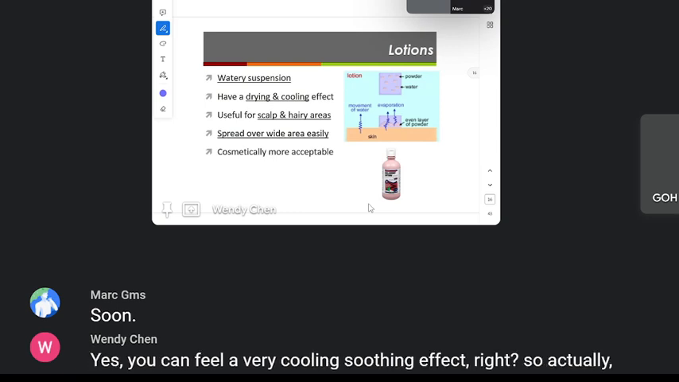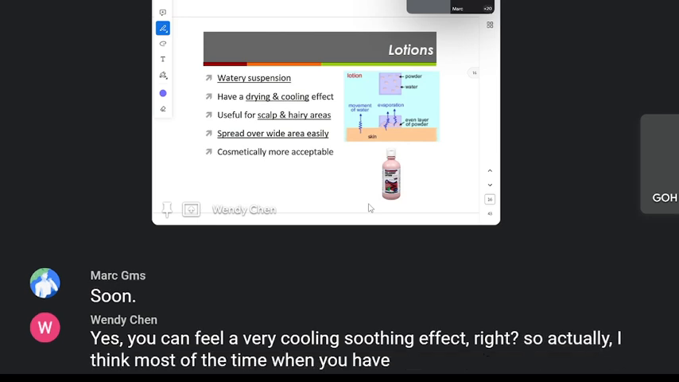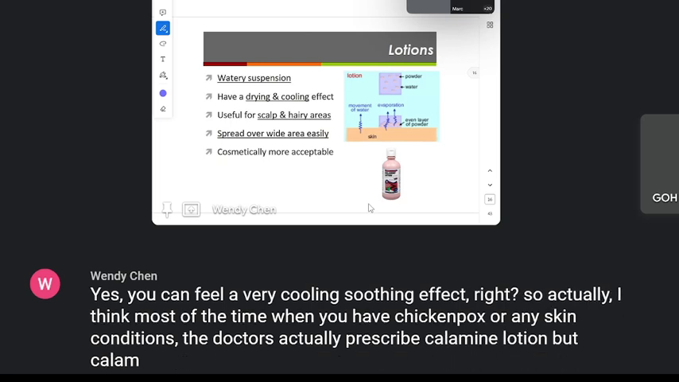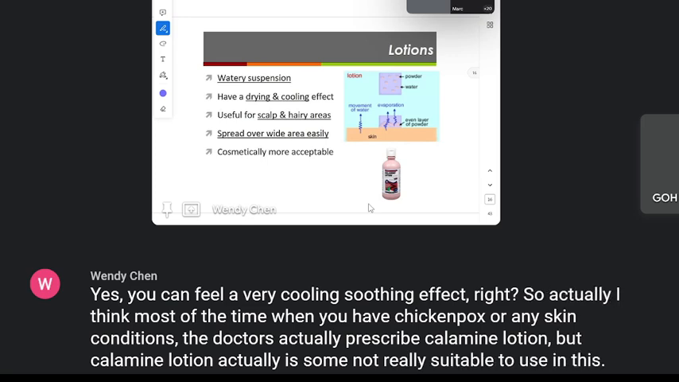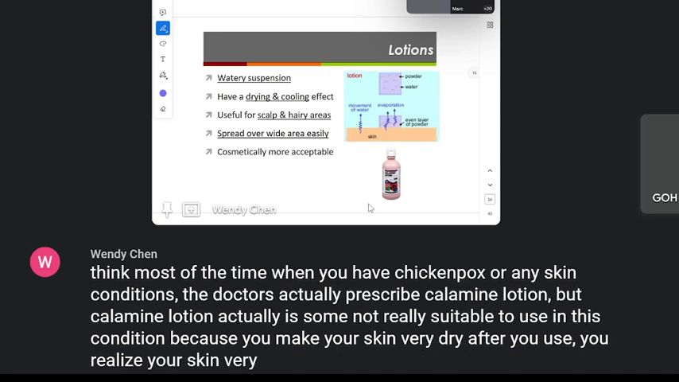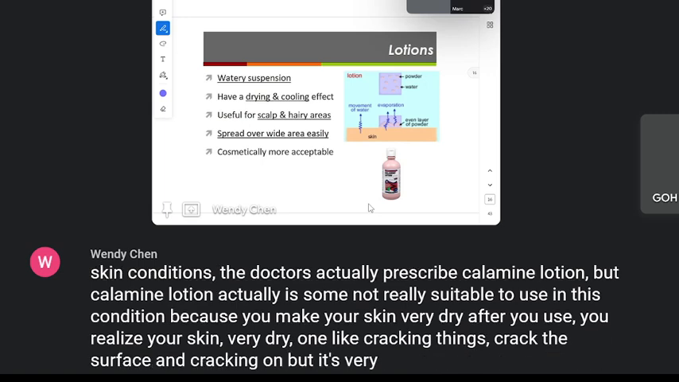Actually, I think most of the time when you have chicken pox or any skin lesions, the doctors prescribe calamine lotion. But calamine lotion is not really suitable in this condition because it will make your skin very dry. After you use it, you realize that your skin is very dry, like cracking. The surface is cracking, but it's very soothing.